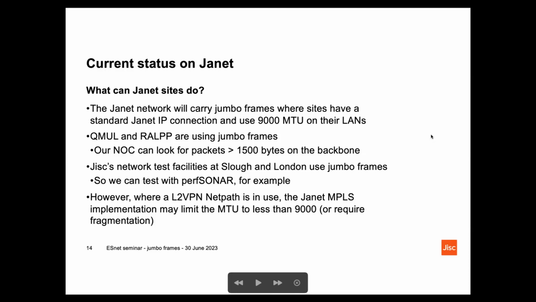However, having said that, we had our NOC look in the background to see how many jumbo packets are seen, and there are only 2 sites on Janet that we have clear evidence of using it. One is RAL, and the other is Queen Mary University, sorry, in London. We kind of hoped to see more people making use of it, but for some reason they don't.